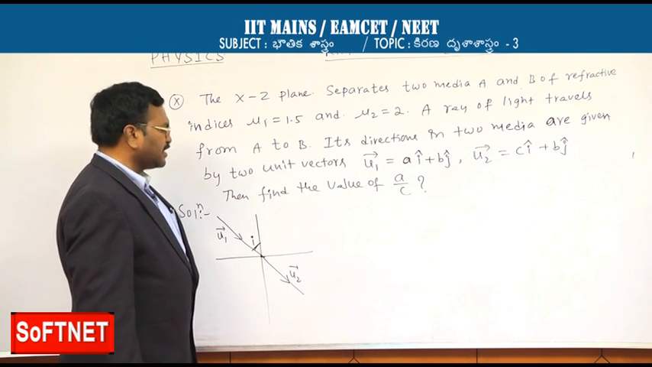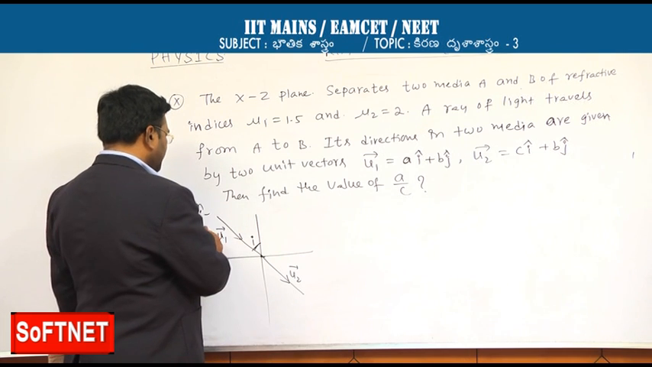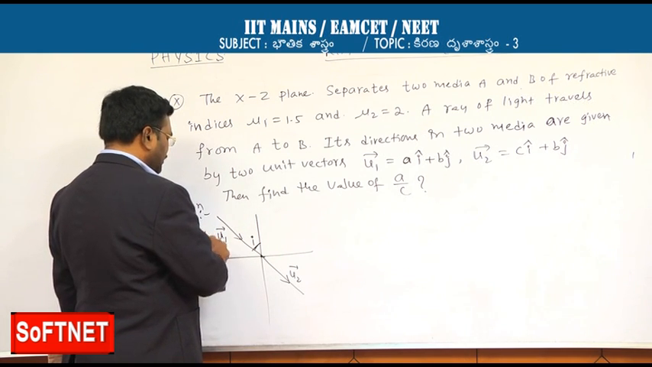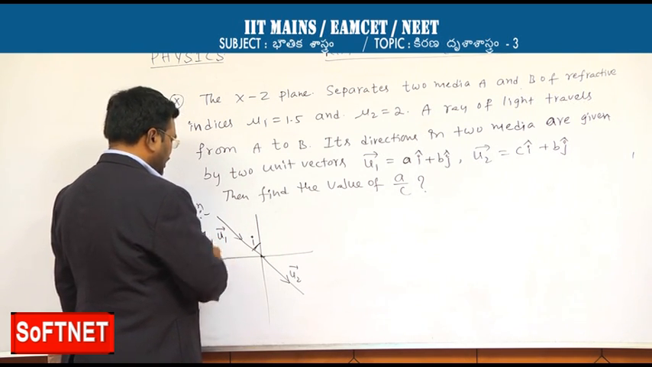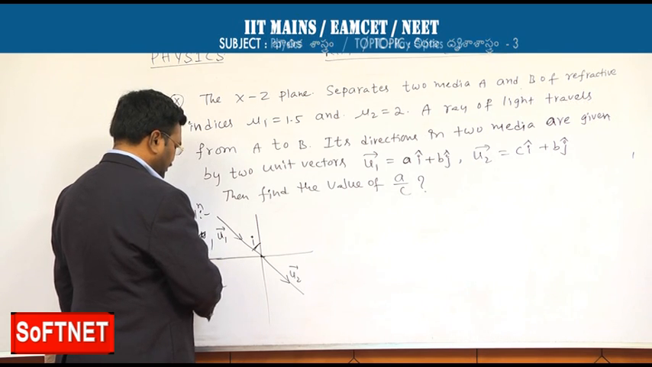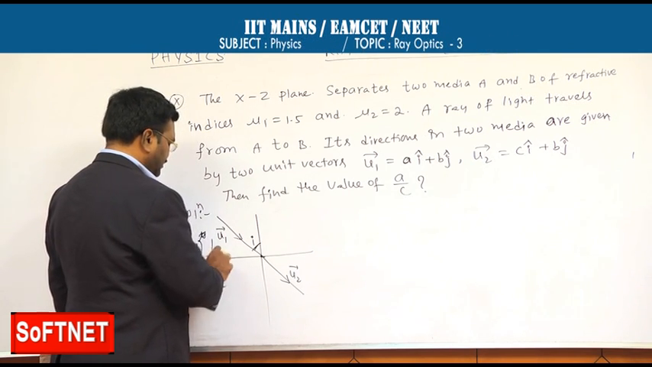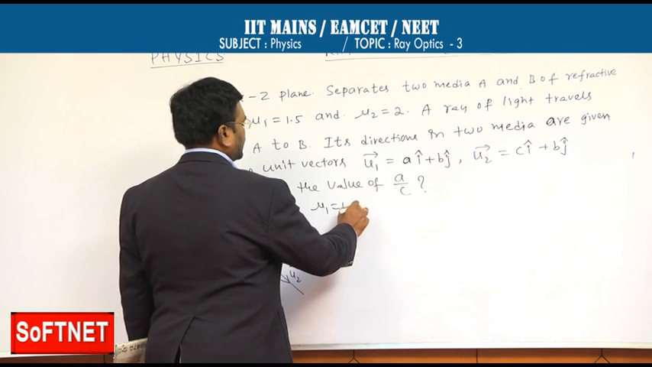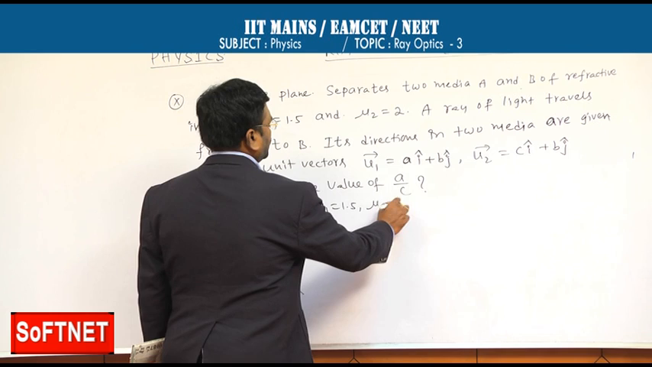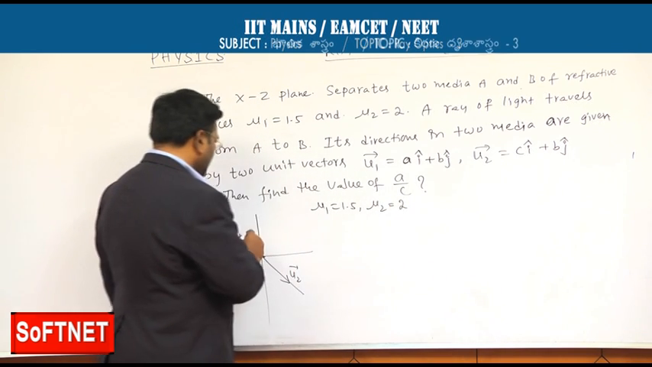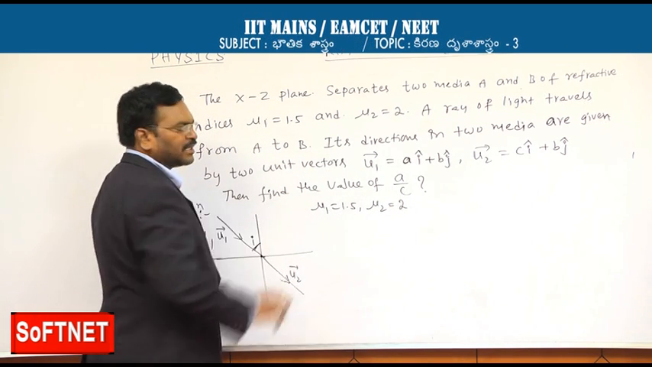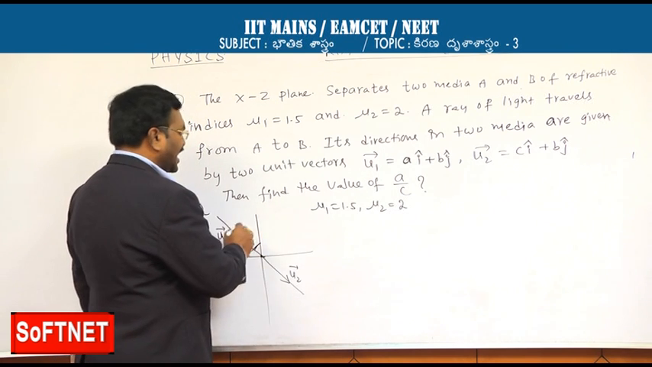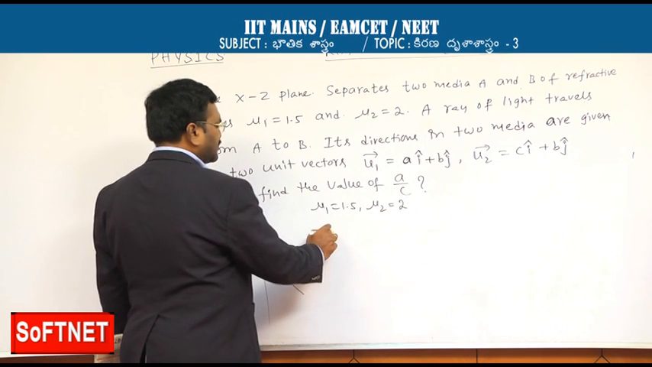Now we want to calculate the value of A by C. This is the first medium, A medium, and this is the second medium, B medium, like this. Mu1 is 1.5, mu2 is 2. Now from this, U1 bar is A i plus B j. Now, what do we write for tan I?